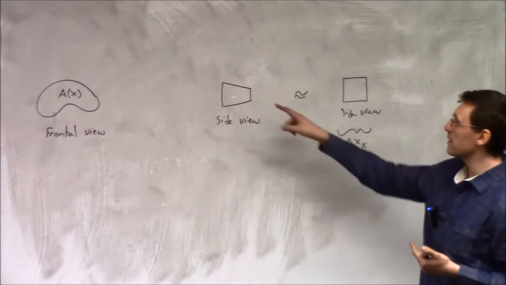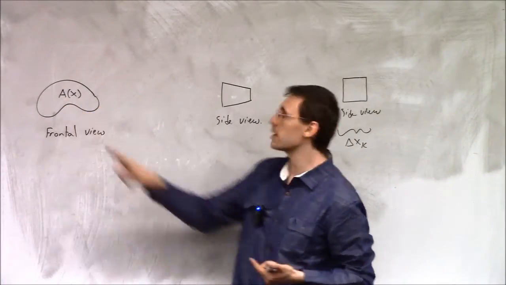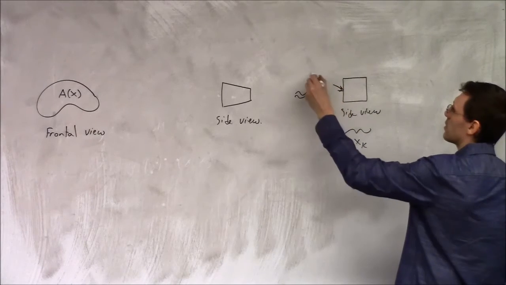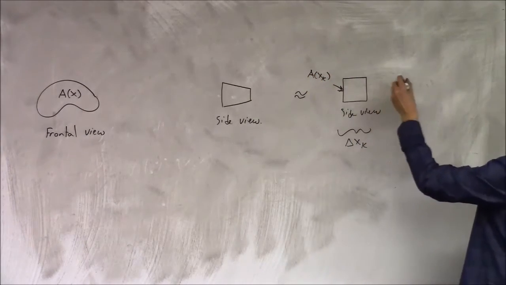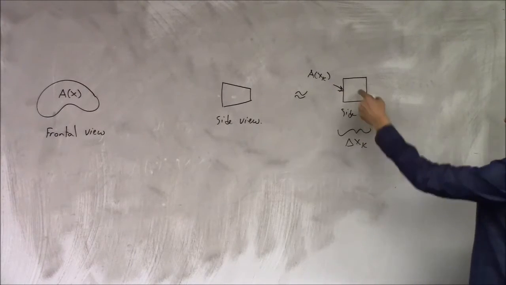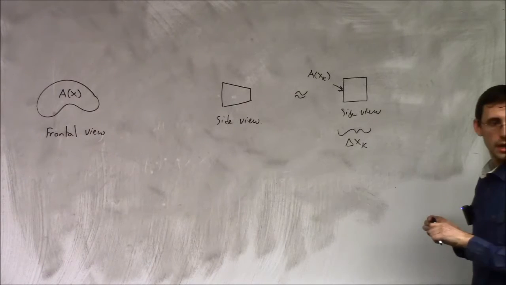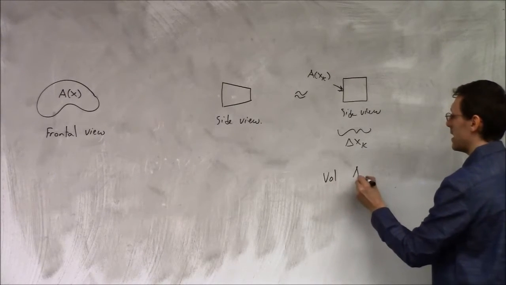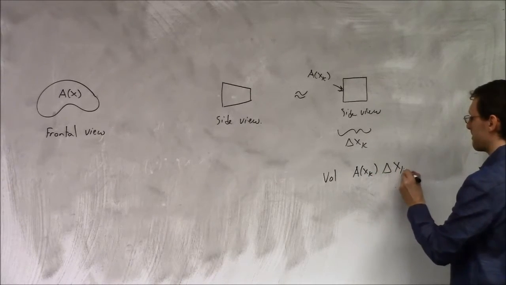So to calculate the volume of this thing, I know the cross-sectional area. If it were a cylinder, the cross-sectional area, this here, has cross-sectional area A of xk. So what's the volume here? A of xk times delta x. Absolutely. So the volume of that segment is A of xk times delta xk.